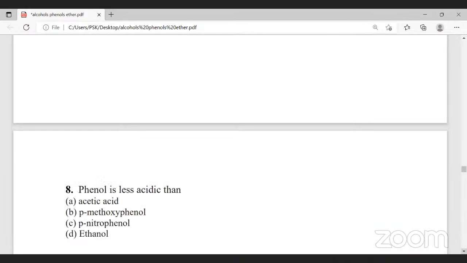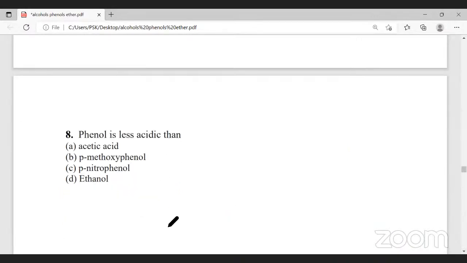We'll learn the next set. Okay, one more question, we'll finish. Phenol is less acidic than acetic acid, paramethoxyphenol, paranitrophenol, ethanol. Phenol is less acidic than option A and B. Acetic acid is stronger than phenol. Nitrophenol is stronger than phenol. So the answer will be A and B. Some of the competitive exams like IIT or JEE have multiple right answers. So here, A and C are right. Paranitrophenol is stronger. Acetic acid is also stronger than phenol.